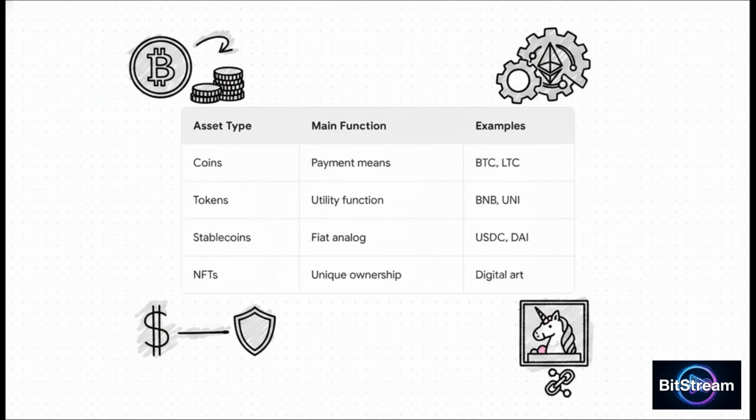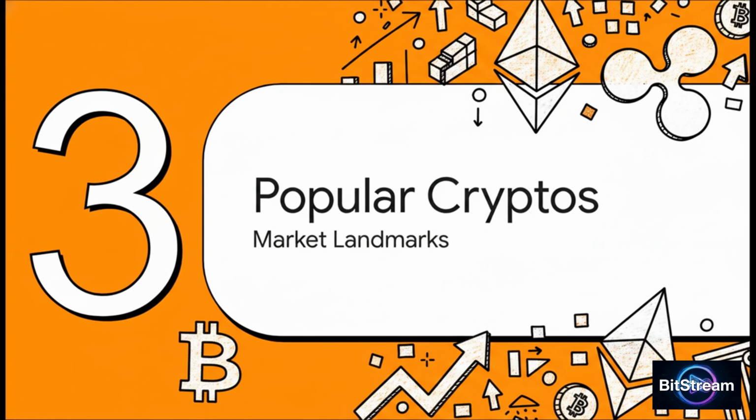Our source material actually gives us this fantastic cheat sheet that sums all this up perfectly. You've got coins, which are basically your means of payment inside their own native network. Think Bitcoin. Then you have tokens, which give you a specific utility or access to a service within a project, like Uni. Stablecoins, like USDC, bring that digital fiat stability we just talked about. And finally, NFTs, which lock down that unique ownership. As you can see, every single one of these asset types handles a totally different economic job in the bigger ecosystem. All right, let's jump to part three, popular cryptocurrencies on the market.